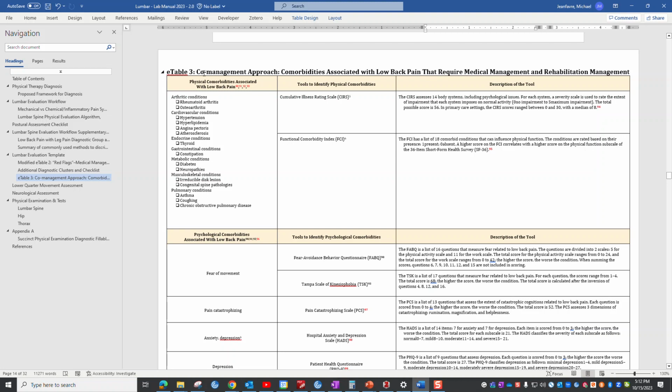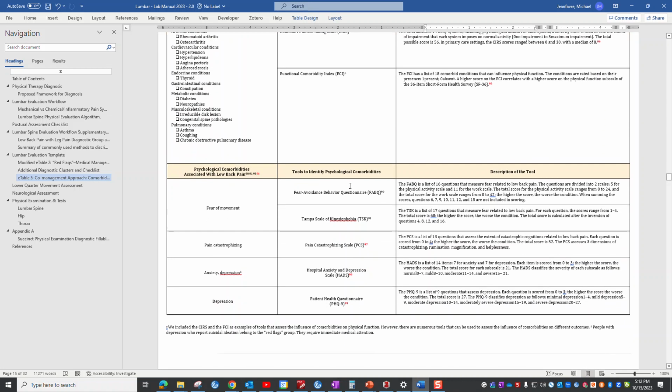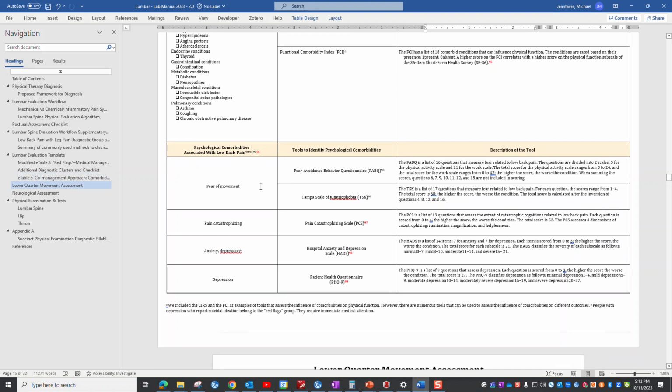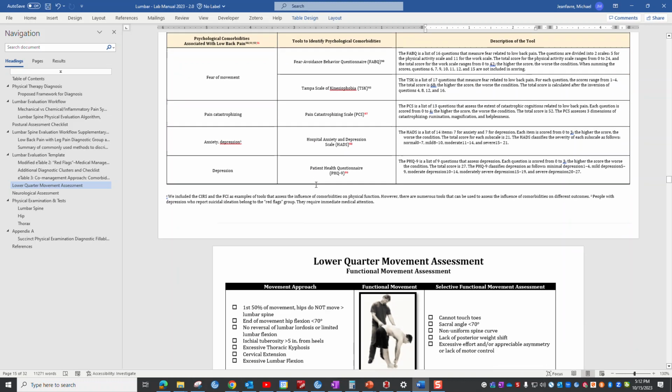So for instance, physical comorbidities associated with low back pain, right? So if they have arthritis, cardiovascular conditions, etc. Tools to identify such comorbidities and the descriptions of the tools. So if you're not really sure based off your subjective and your physical examination, then these patient-reported outcomes and other tools can be quite helpful in discerning additional supplementary care as well as multidisciplinary care for your patients.